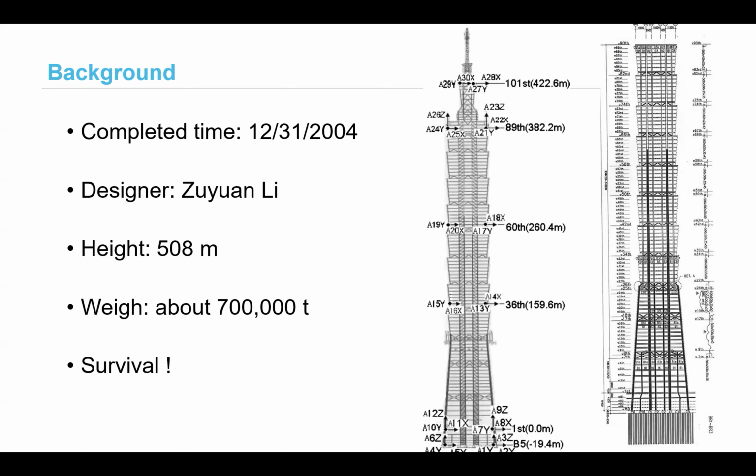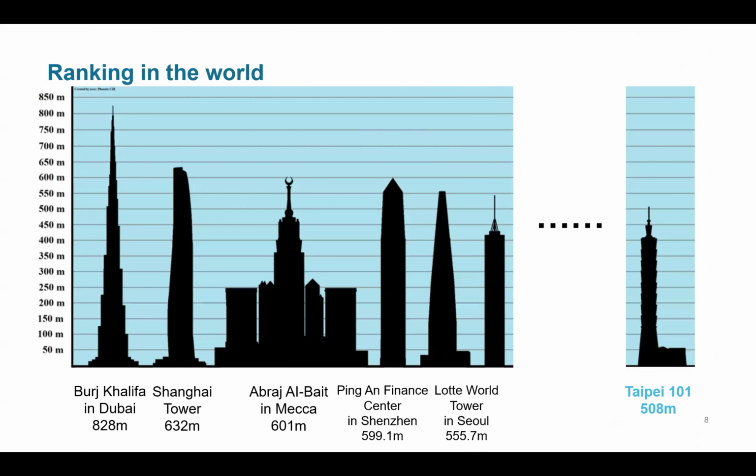On April 3, 2024, the Hualien earthquake struck Taiwan province. Taipei 101 successfully resisted a 7.3 magnitude earthquake and survived completely. This is a chart of the world's top high-rise buildings. We can see that Taipei 101 is there.